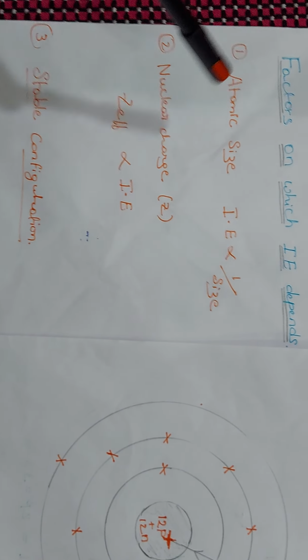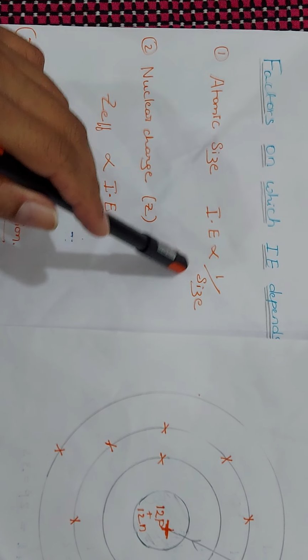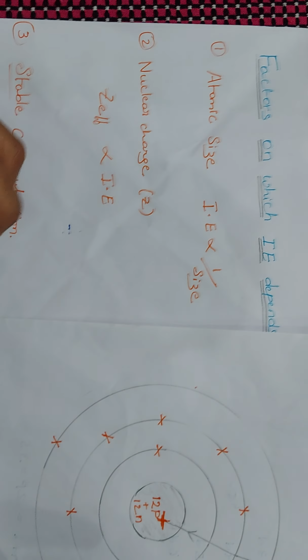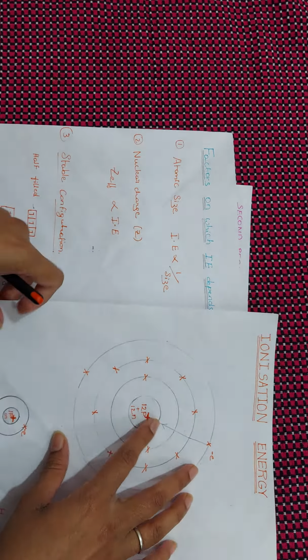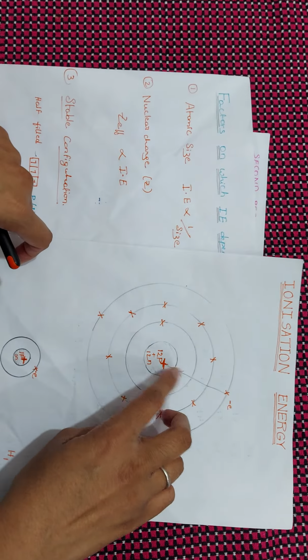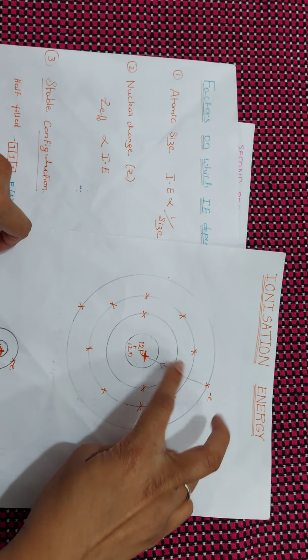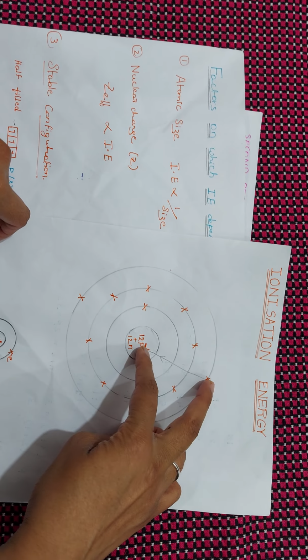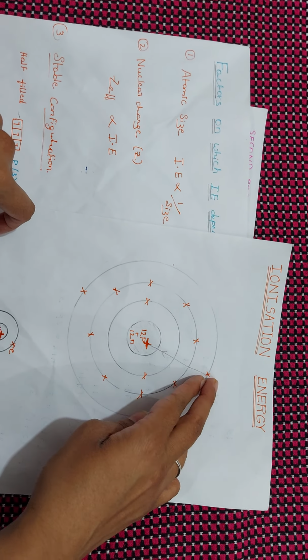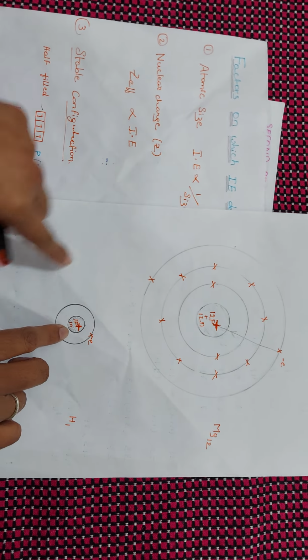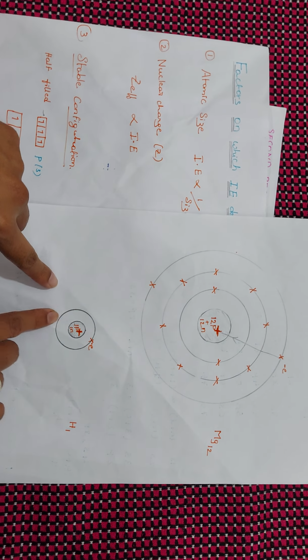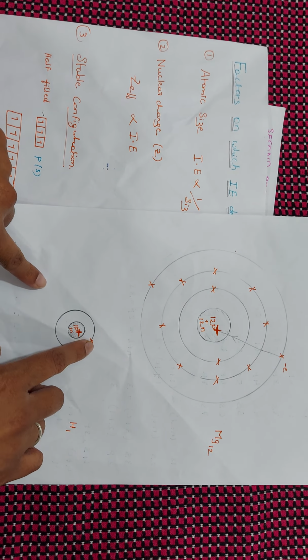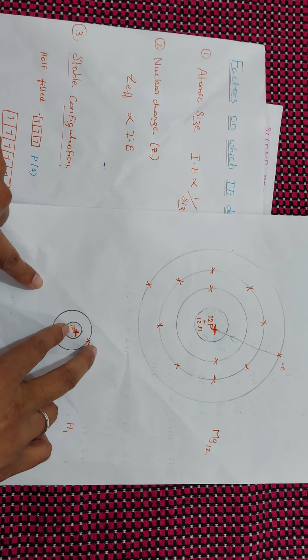Atomic size is inversely proportional to ionization energy because see here, for magnesium, the valence electron is in the third orbit. So the distance between the nucleus and the valence electron is more when compared to hydrogen. Here, the atomic number of hydrogen is 1 and the valence electron is in the first orbit. So it is very near to the nucleus.